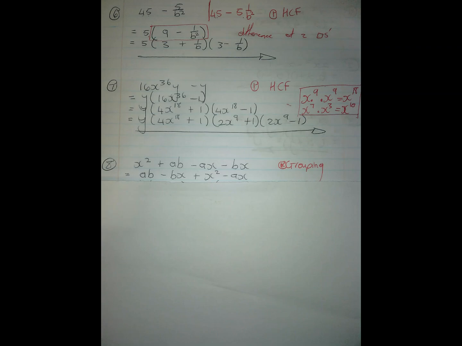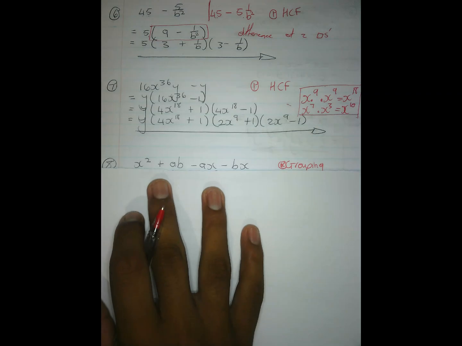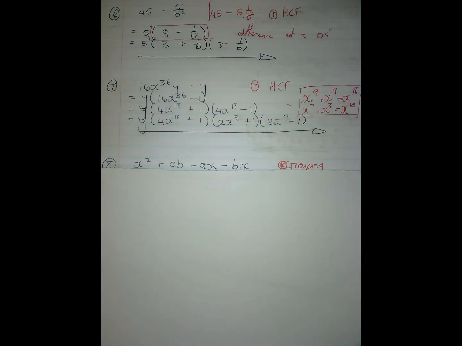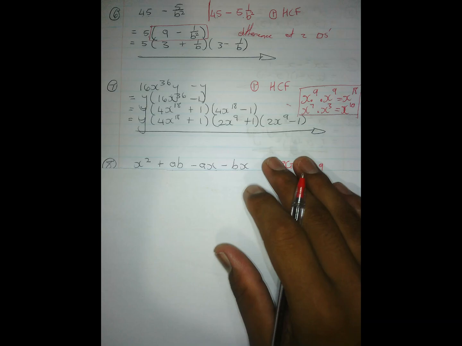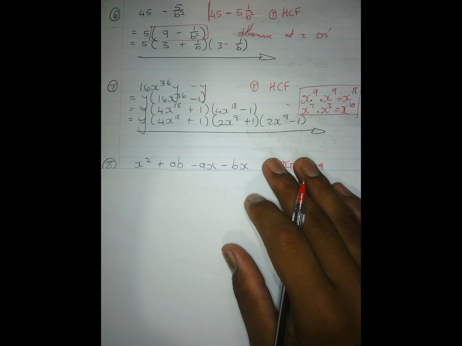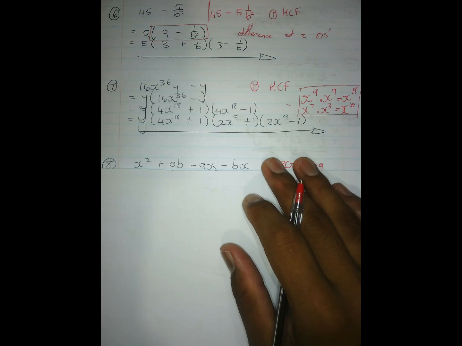Looking at what I have on top first, I already know it's going to be grouping because there's 4 terms. But what am I going to group together? It actually does not matter what you group together, you will get the same answer. If you do not get the same answer, you did something wrong. But you can group any two pairs together.